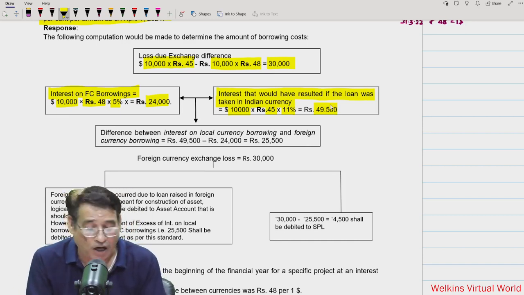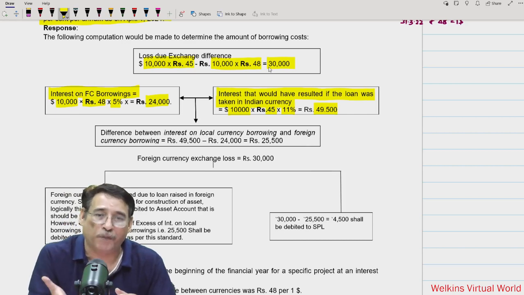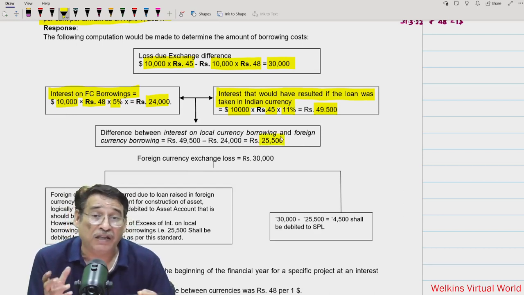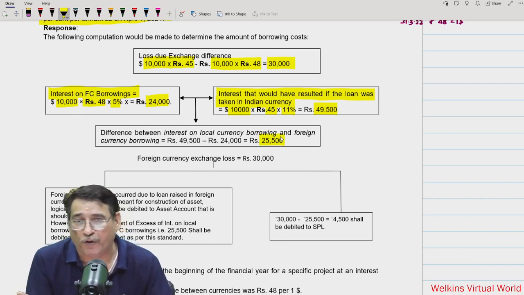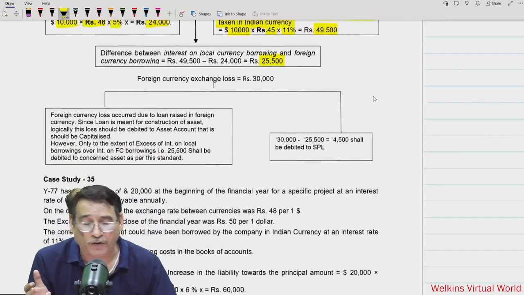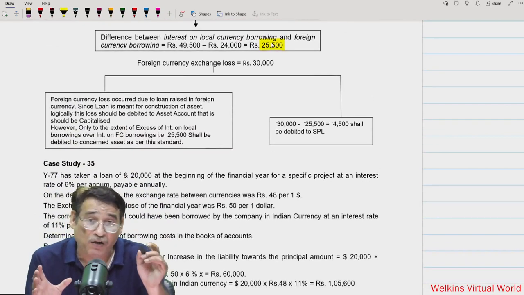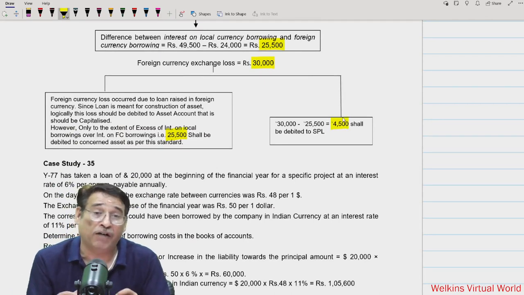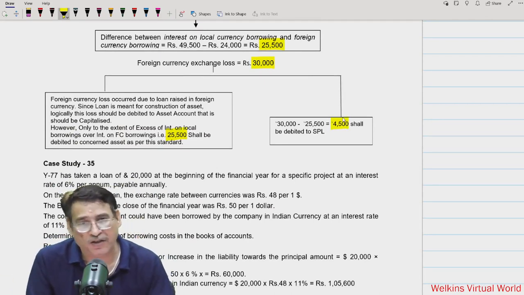I just told you, out of this 30,000, what portion will be capitalized now? So the difference of these two, excess of interest on local borrowings over foreign borrowings. First, we compute the difference of these two. The difference of these two is 25,500. This difference is nothing but it is known as excess of interest on local borrowings over interest on foreign borrowings. Correct? So out of 30,000, total loss was 30,000. Now we may say that 25,500 can be capitalized and the balance 4,500 will be charged to the statement of profit and loss account. This is the point only.